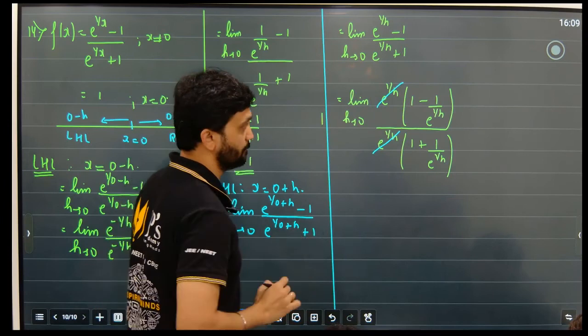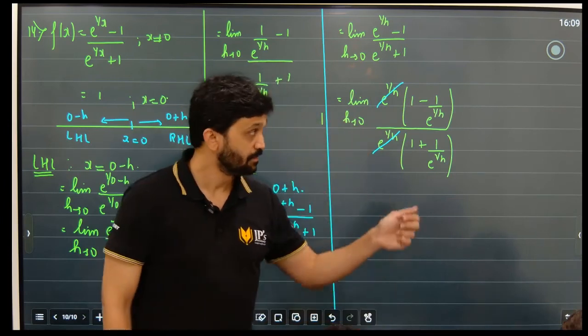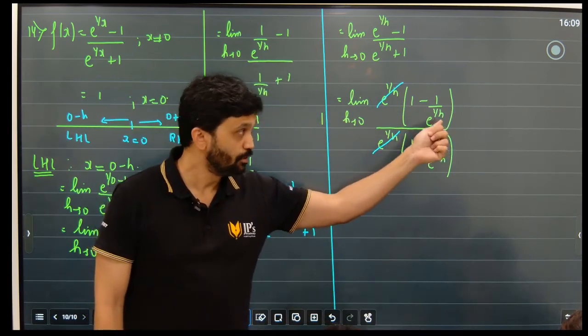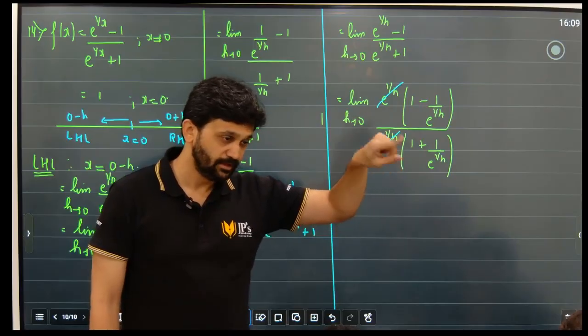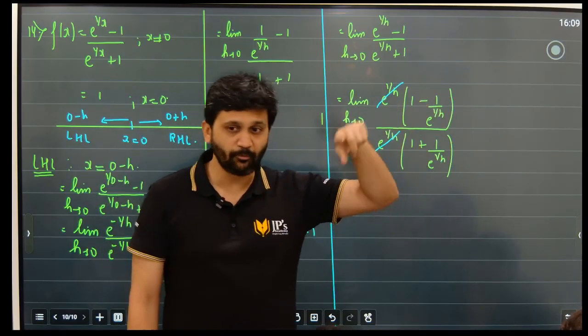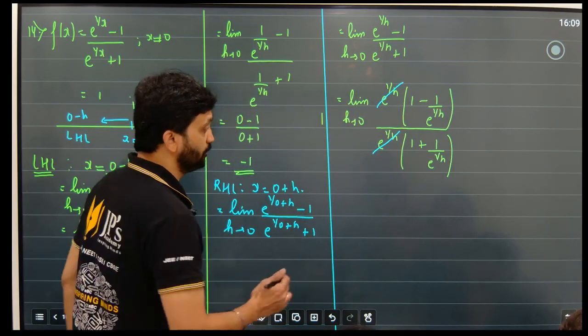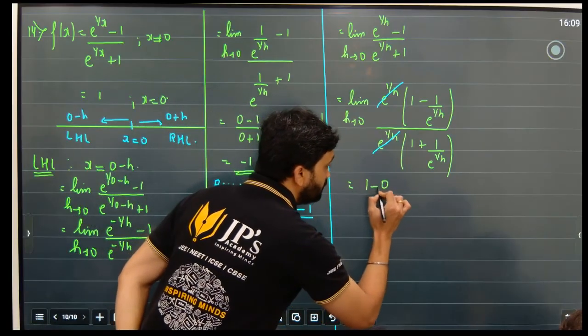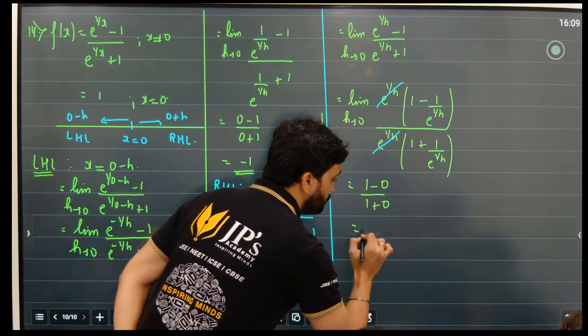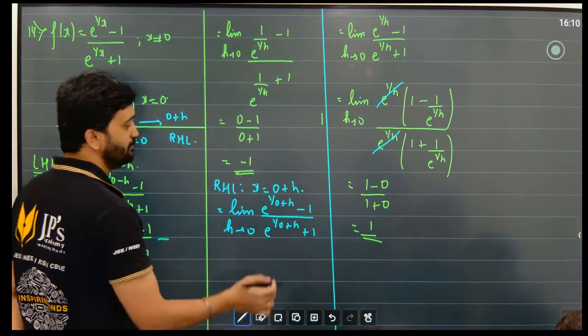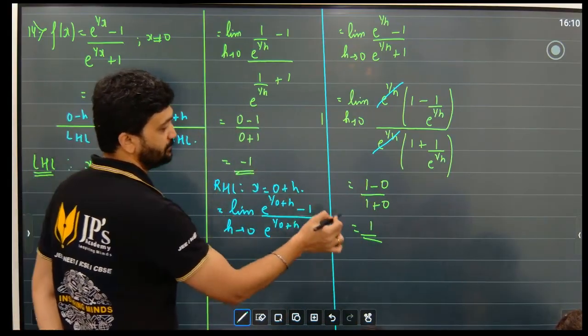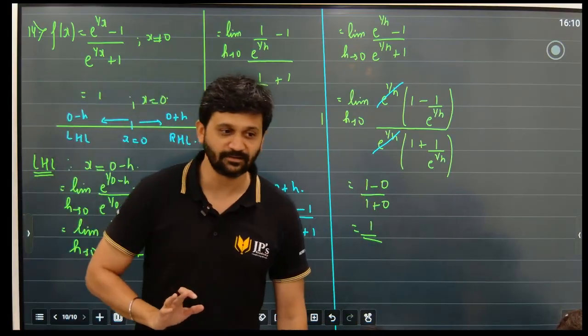अब सुनो ध्यान से. Guys, let's start again. h is tending to 0, 1 upon 0 is infinity, e raised to infinity is infinity, 1 upon infinity is 0. तो देखो आंसर क्या हो गया? 1 minus 0 upon 1 plus 0 is equal to 1. So the right hand limit is 1. Did you guys understand this?